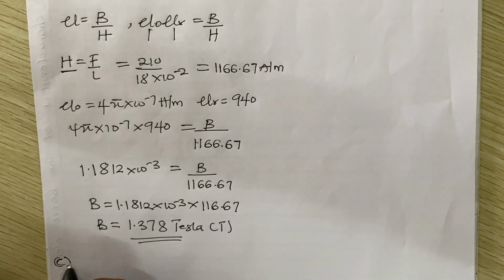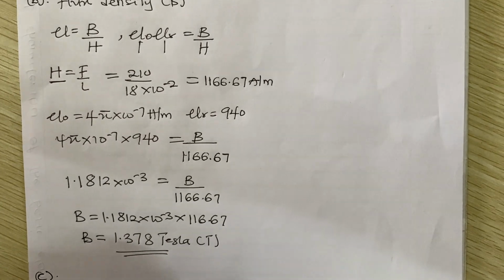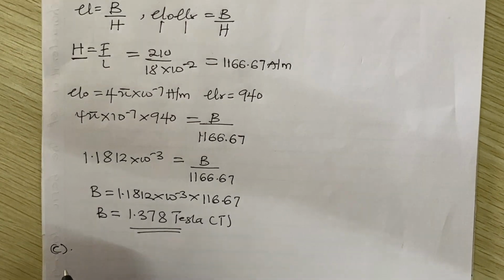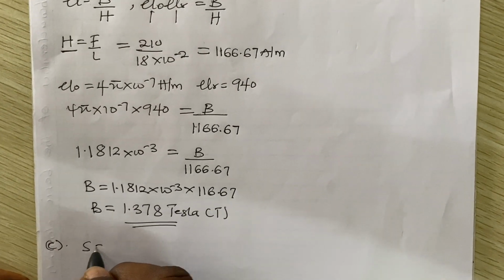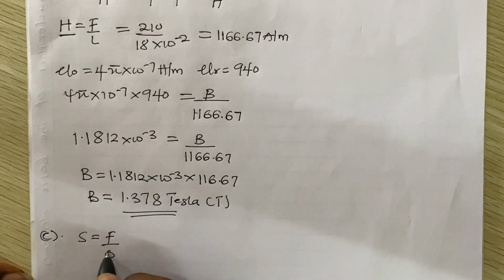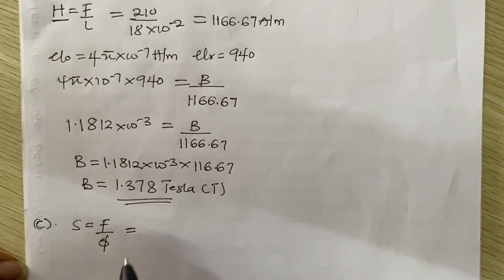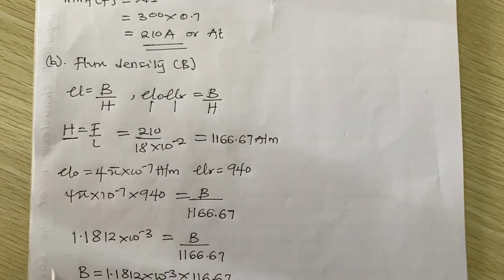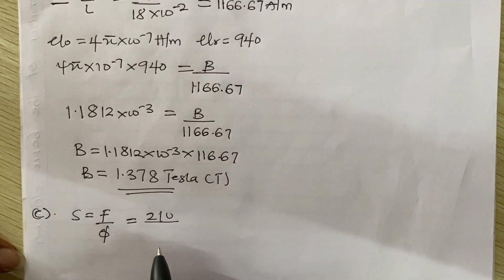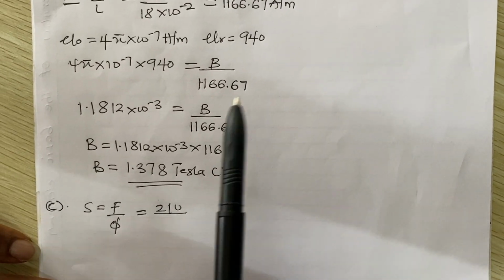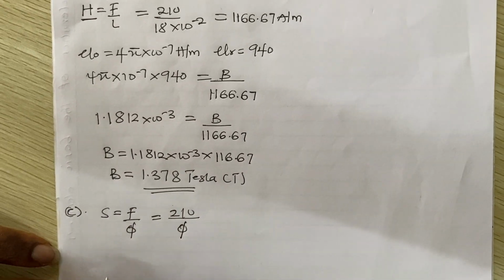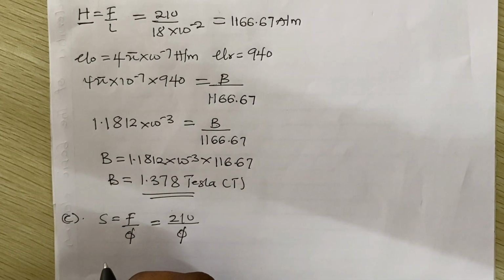Now moving on to C, we are supposed to find the reluctance. So now our reluctance S can be said to be the force on the flux, right? And we've pre-calculated the force, and that's 210 on flux. So flux has not been given in the question. That means we need to find flux.